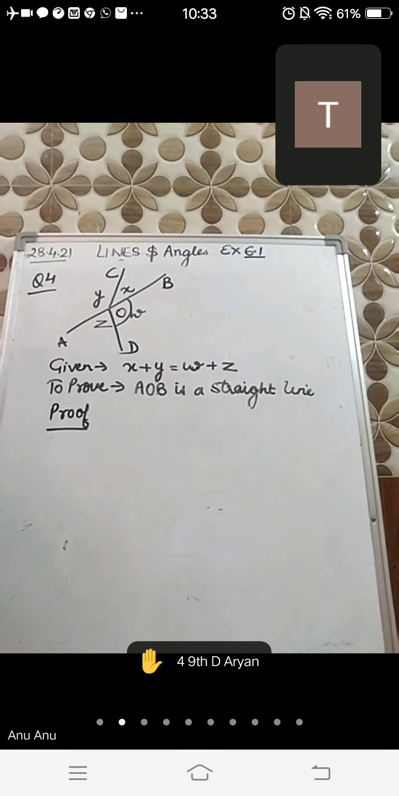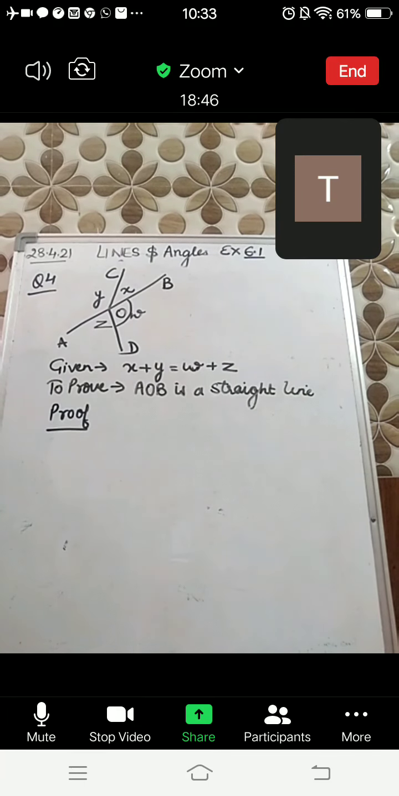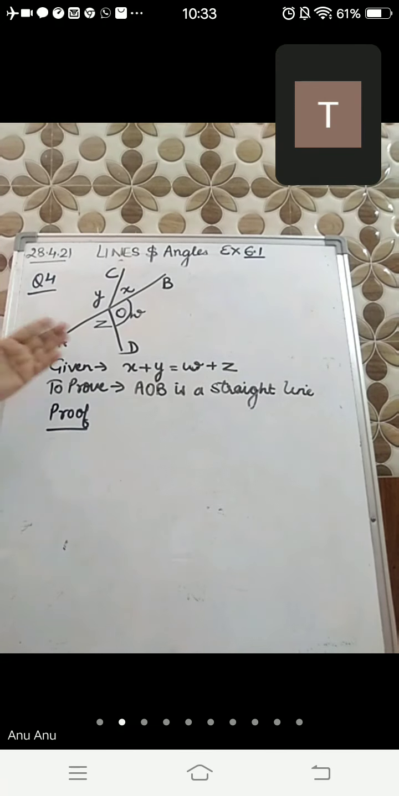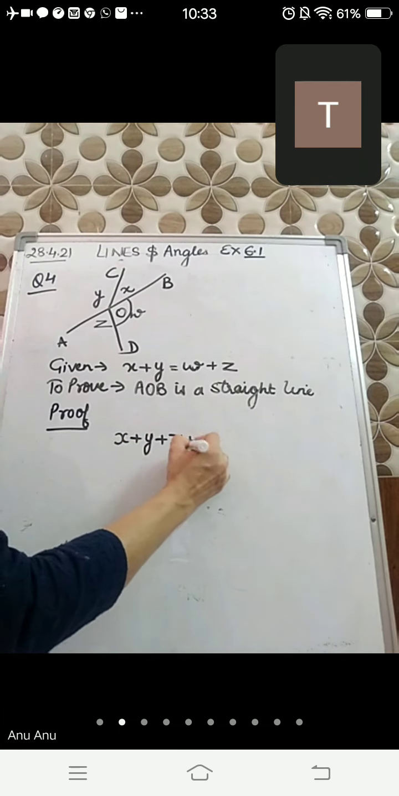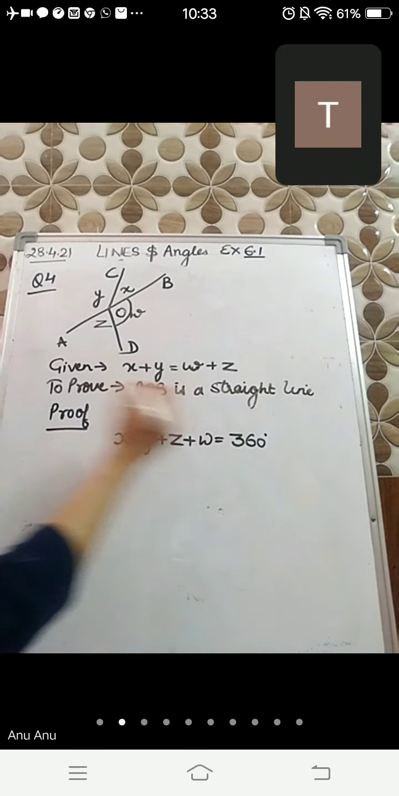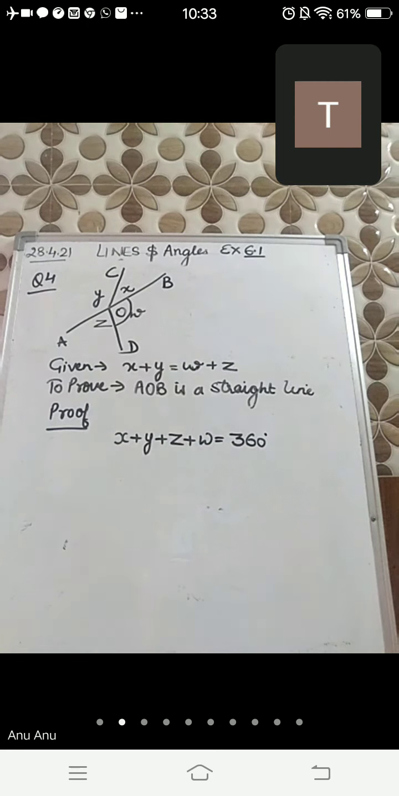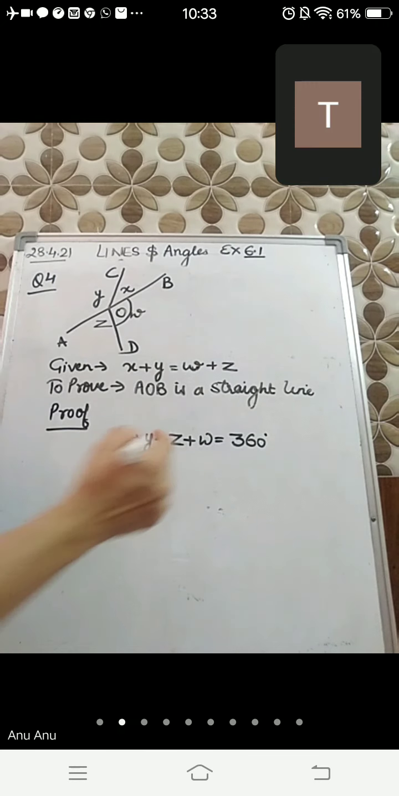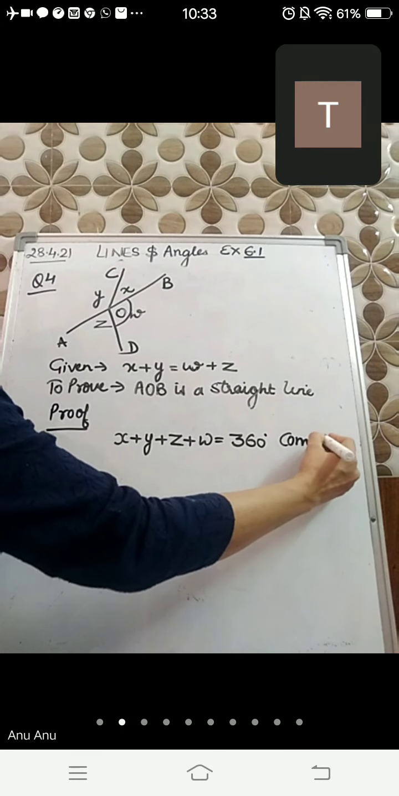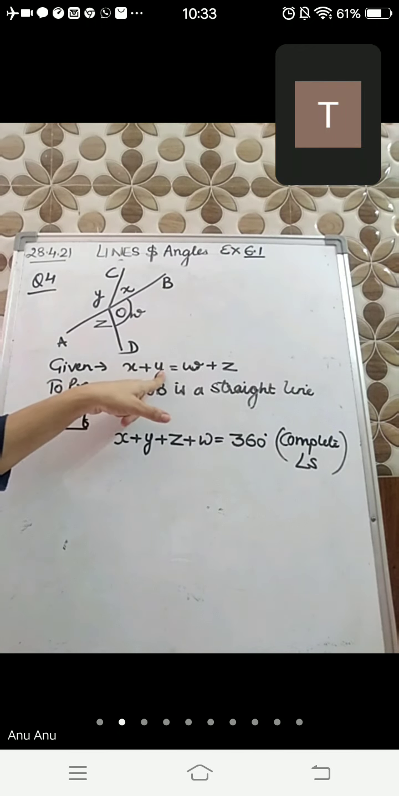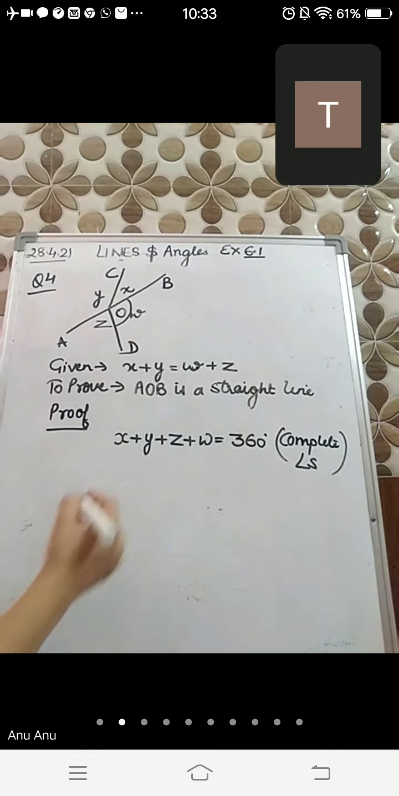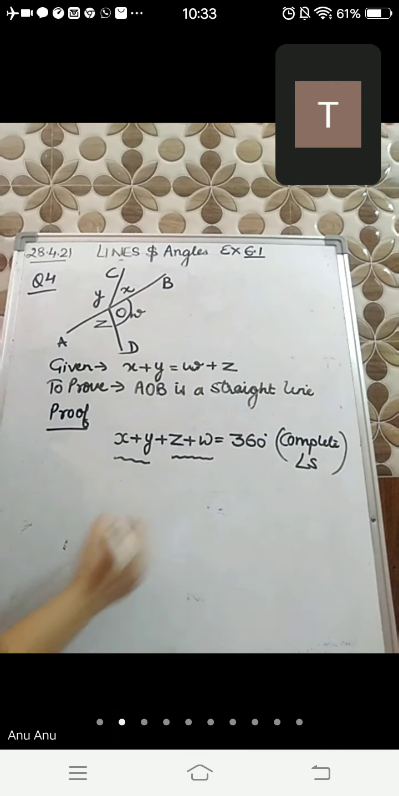So, we will start from the fact that the sum of all the angles is 360, that is your complete angle. This step we discussed yesterday. So you will start from x plus y plus z plus w is equal to 360. That is your complete angle. So you will write the reason as complete angle. Now, x plus y is equal to w plus z. This you can use.